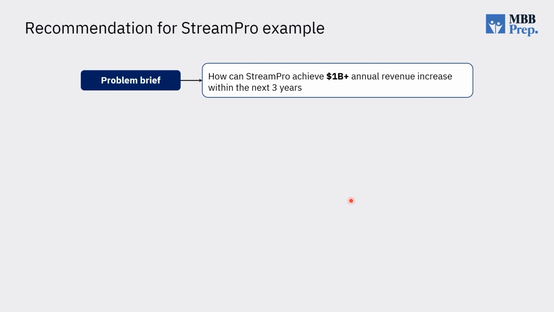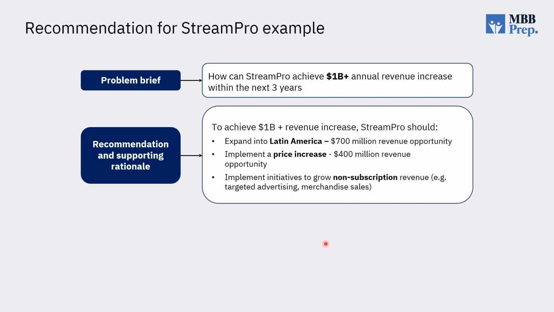Now, let's take the StreamPro example. We first start with the key question. The key question here is how can StreamPro achieve a $1 billion annual revenue increase within the next 3 years? Next, we start packaging our findings into a clear, concise recommendation that tells a story. So here's how I would present it to the interviewer.